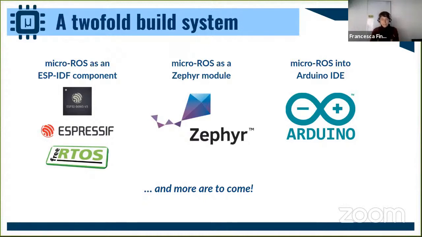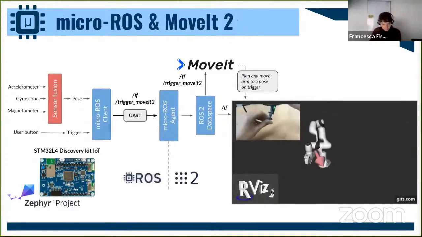So basically, to sum up, thanks to this twofold approach for compiling the micro-ROS library, those users that wish to use micro-ROS on any of these platforms are basically free to choose either of the 2 ways for compiling micro-ROS that we offer.